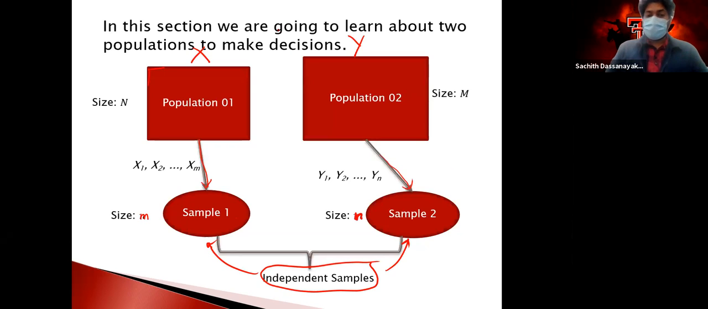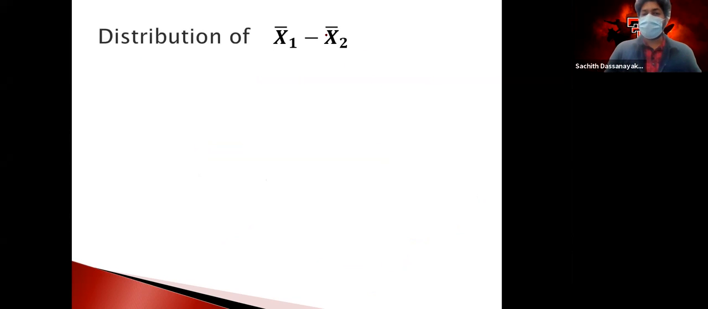Okay, so now I'm going to discuss what is the distribution of x1 bar and x2 bar. This x1 bar means the mean of this sample, x bar. Let's say x1 bar is the mean of this sample, and x2 bar is the mean of this sample. Don't confuse these with x1, x2, or x and y. x1 bar and x2 bar, or we can replace this by y, y bar.